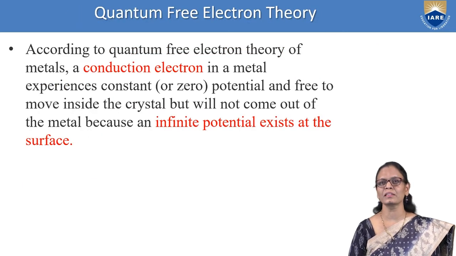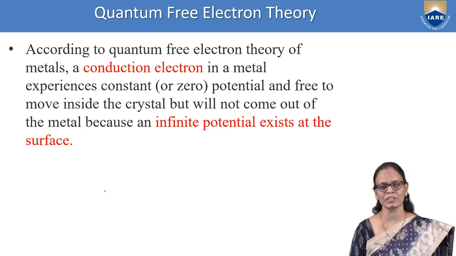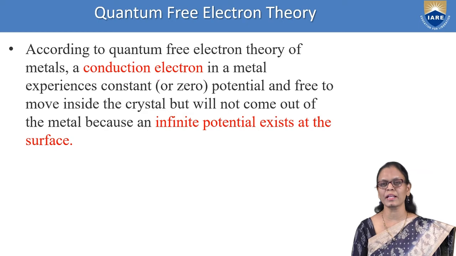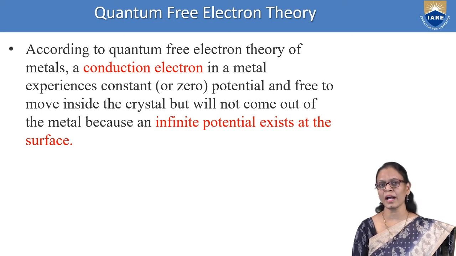So we had the quantum free electron theory. So what does quantum free electron theory say? A conduction electron in a metal experiences constant or zero potential. So when we say constant, for simplification's sake, we consider it to be zero. And the electron is free to move inside the crystal, but it will not come out of the metal because an infinite potential exists at the surface.